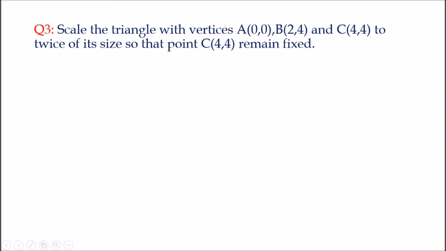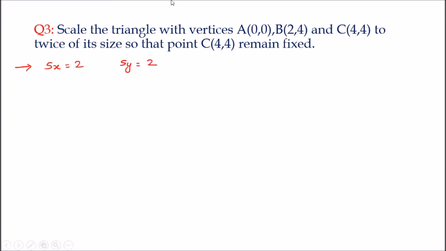Scale the triangle with vertices A 0 0, B 2 4, C 4 4 to twice its size so that the point C 4 4 remains fixed. So we have to perform the scaling but keep the point C 4 4 fixed. How will we perform that? First of all, what are the scaling factors given? Sx and Sy. It says you have to scale it twice, so Sx is 2 and Sy is 2.